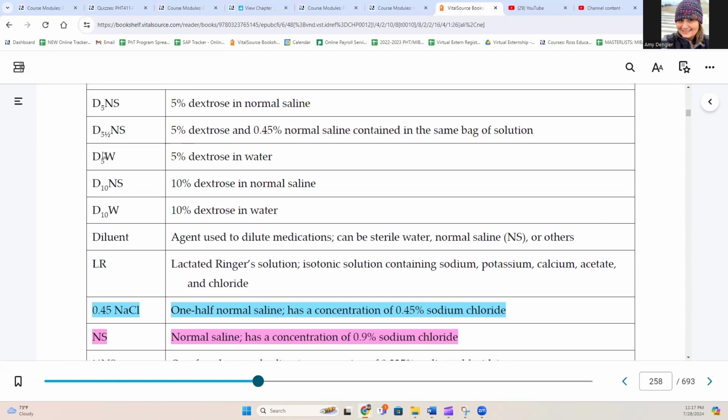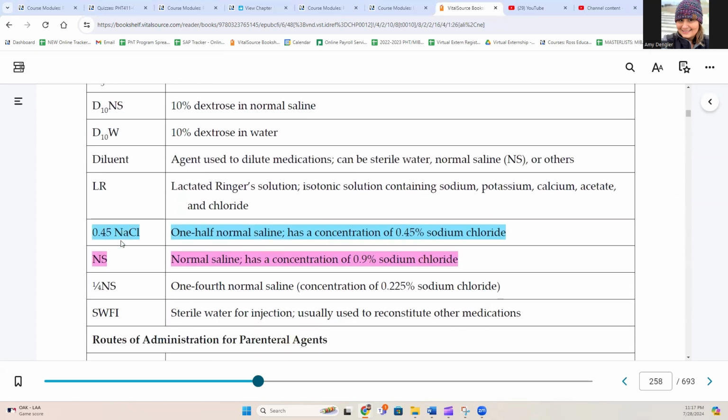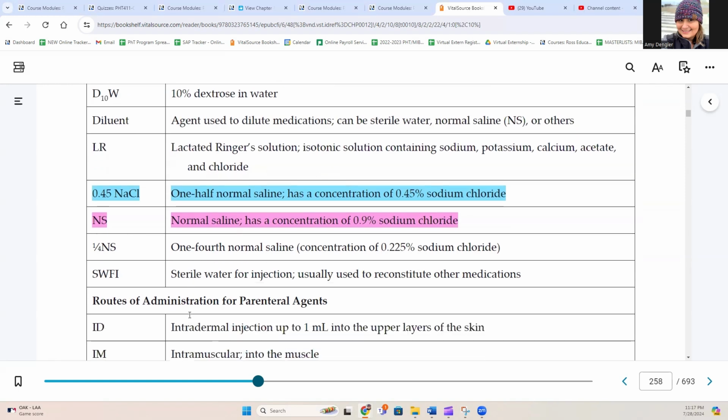Anytime you see a 5 or a 10 in between W, that's whatever percent dextrose in water. And the same goes for if you see NS, that's normal saline. So it could be 10, 5, whatever. And then LR can be for lactated ringers or ringers lactate solution, which is just an isotonic solution that contains sodium, potassium, calcium, acetate, and chloride.